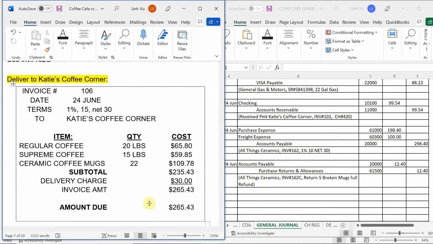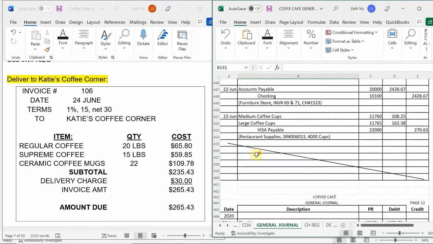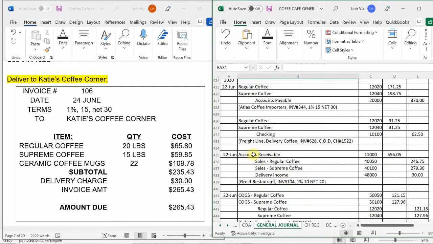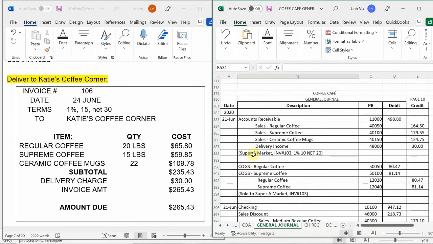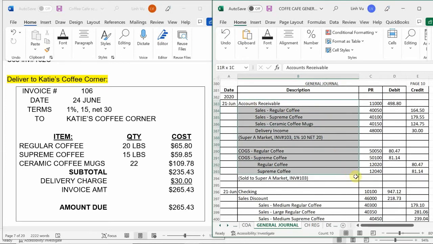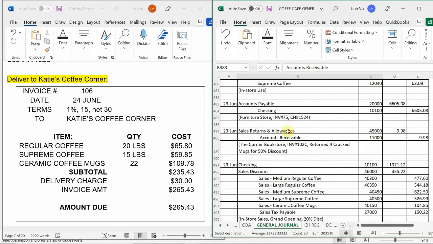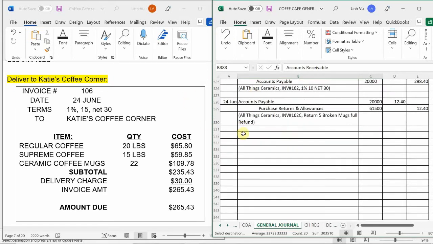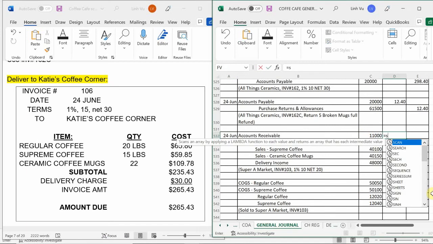Okay, so in this case, I'm selling to Katie. Accounts receivable. Okay, what else? We have the sales of coffee. And we also have a delivery charge. Good, so we got delivery income.